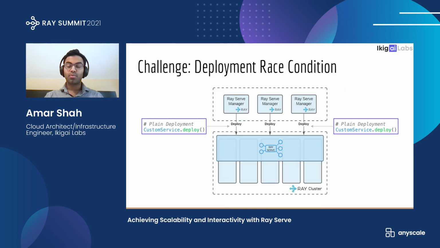Another challenge that we faced when observing user interaction was that we have these Ray Serve managers, like I mentioned, that are handling the Ray Serve worker nodes, and there is a possibility that multiple deployments sharing the same underlying resources can deploy updates at the same time to different versions. And as you know, this could create a possibility for non-deterministic behavior or a race condition.